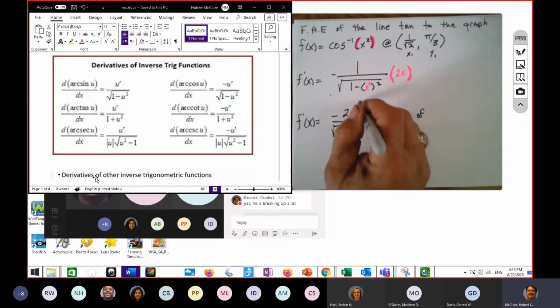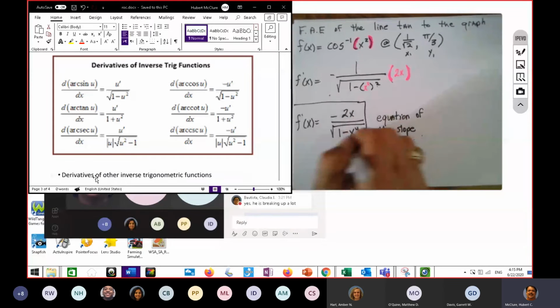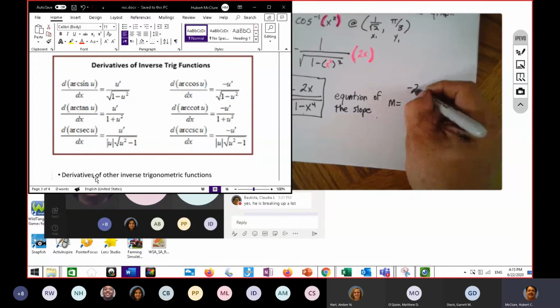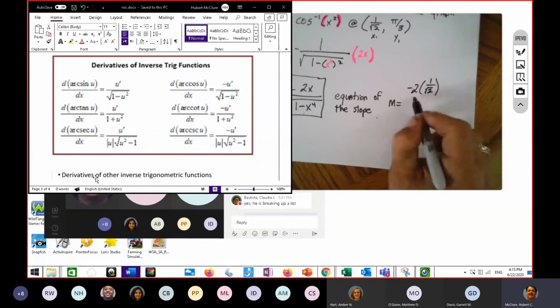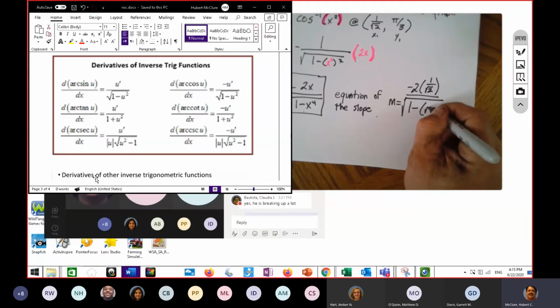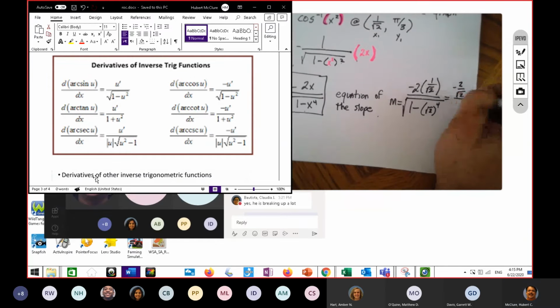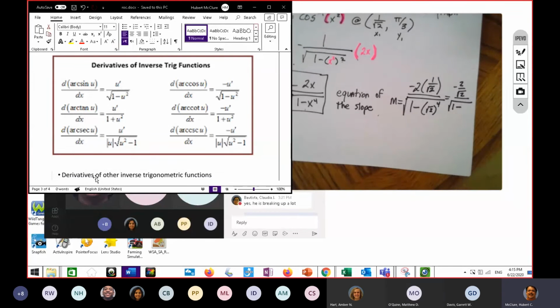Equation of the slope. So I'm going to take that equation and plug in that x to get my slope. M is equal to negative 2 times square root of 2 over the square root of 1 minus square root of 2 raised to the 4th power. Well, that's going to give you negative 2 times square root of 2 over the square root of 1 minus, well, let's do square root of 2 times square root of 2 times square root of 2 times square root of 2. I know it's easy, but let's just do it that way so people don't screw it up, okay? Square root of 2 times square root of 2 is 2. Square root of 2 times square root of 2 is 2. What's 2 times 2? 16.